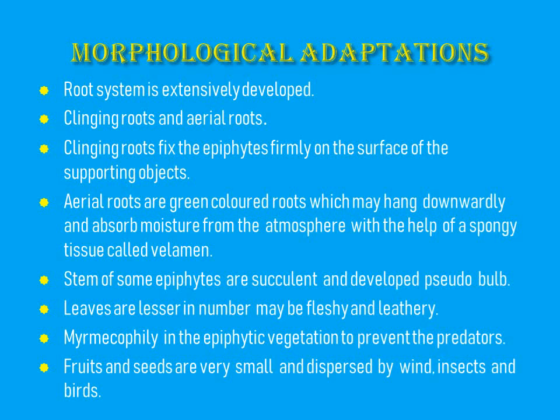Stem is succulent and pseudo-bulb. So Myrmecophily in the epiphytic vegetation is to prevent the predators. Myrmecophily means the epiphytic plants are always associated with ants. So the ants act as protectors and protect the plant from predators. So that is called Myrmecophily. Fruits and seeds are very small and dispersed by wind, insects and birds.